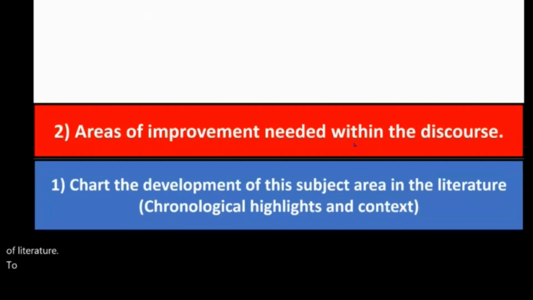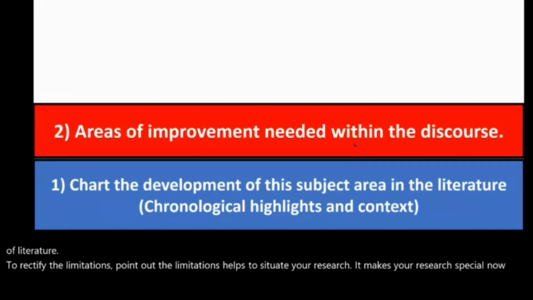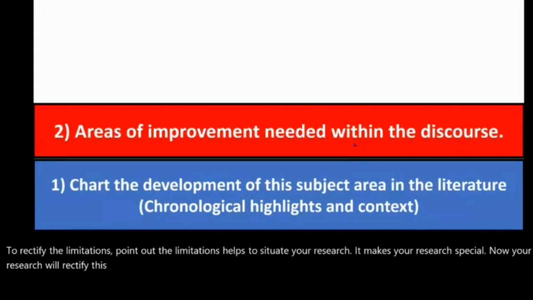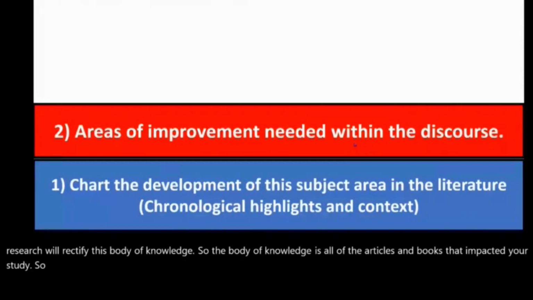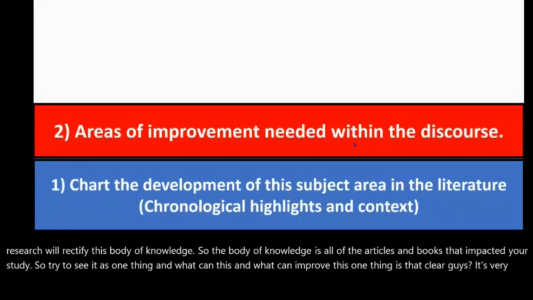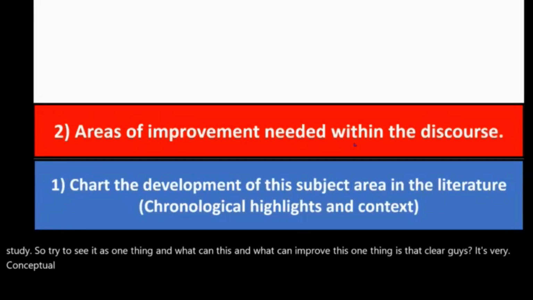To rectify the limitations, point out the limitations, helps to situate your research. It makes your research special now. Your research will rectify this body of knowledge. So the body of knowledge is all of the articles and books that impacted your study. So try to see it as one thing. And what can improve this one thing? Is that clear, guys? It's a very conceptual point, but I hope you guys can understand what I mean by this.